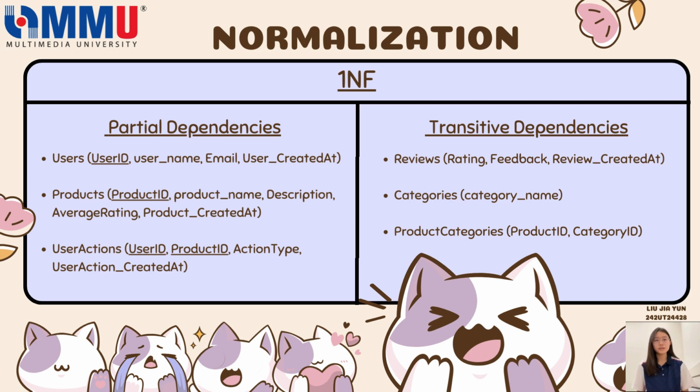For transitive dependencies, we have 3 tables, which are the review table, categories table, and product categories table. In the review table, feedback depends on rating, as different ratings may elicit different feedback content. In the categories table, category name directly depends on category identifier, with each category name determined by its corresponding identifier. In the product categories table, the relationship between products and categories is interdependent through product identifiers and category identifiers, forming their connection.